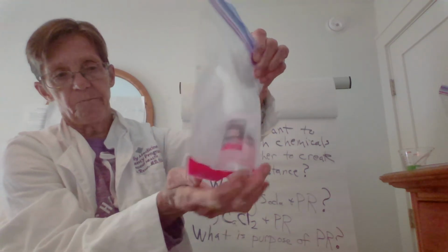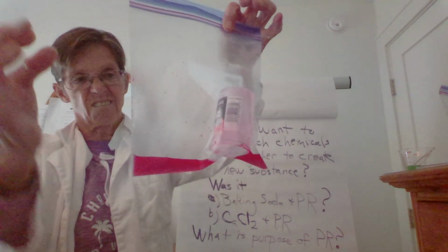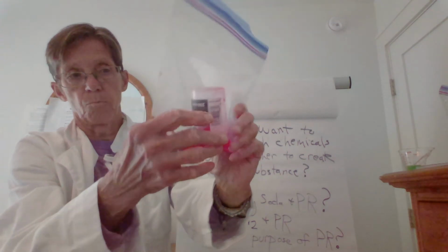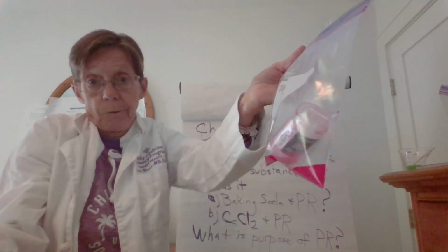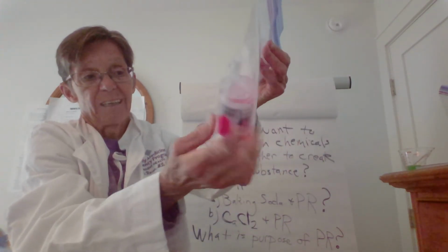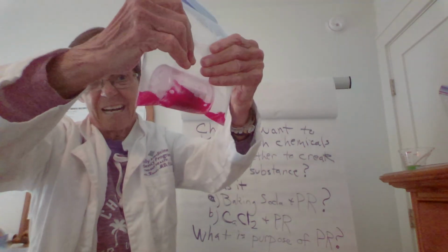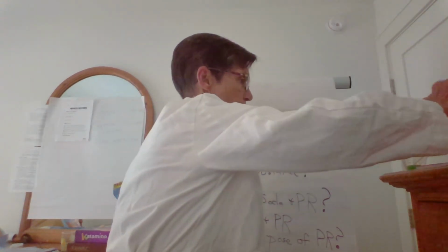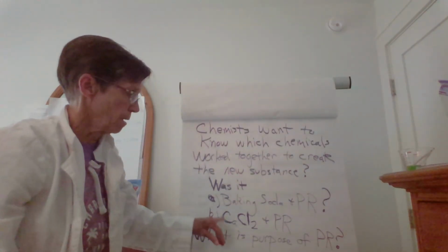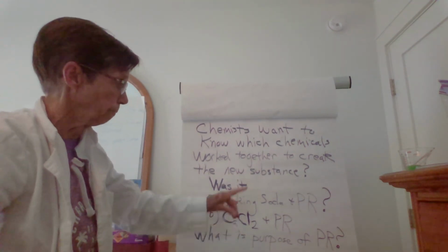All right. And it looks just like red, almost red Kool-Aid. Okay, a red something. All right. Not much happening to the bag. All right. So that's what happened to that one. So now we will try the calcium chloride and the PR.